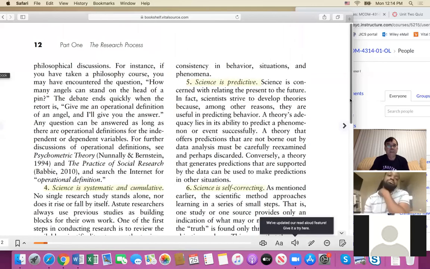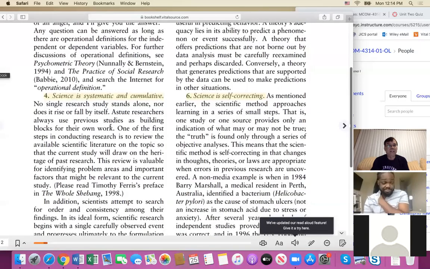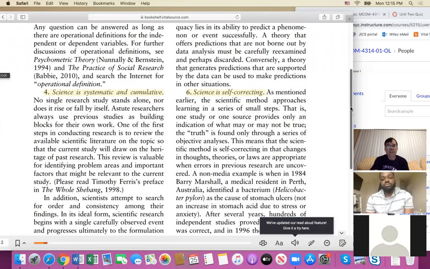Now, let's go to page 12. Number 4, science is systematic and cumulative. So it's a system. And the knowledge builds on each other. It's cumulative. So no one research study stands alone, nor does it rise or fall on itself. The student has to always use previous studies as building blocks for their own work. This is why we talk about the importance of doing literature reviews whenever you're doing your studies. A literature review is the proof in the pudding that you've read other people's research, that you're not rogue, and it gives the people the direction in the previous studies that you're following. So in a way that kind of validates yourself when you're doing that, because somebody that has something that's published, that means it's been peer reviewed and other people have accepted it.